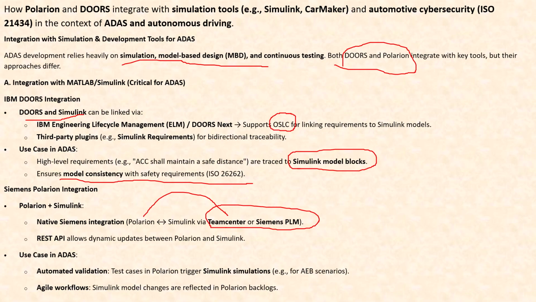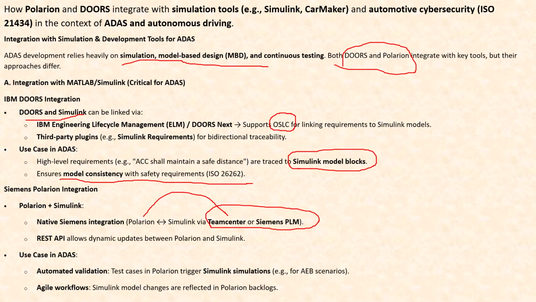Now let's see some use cases. Automated validation test cases in Polarion trigger Simulink simulations. For example, AEB scenarios. In AEB scenarios like a pedestrian suddenly crossing the road, or a vehicle suddenly coming to a stop in front of you, all these various use cases are simulated with the help of Simulink, and that simulation is configured with Polarion.